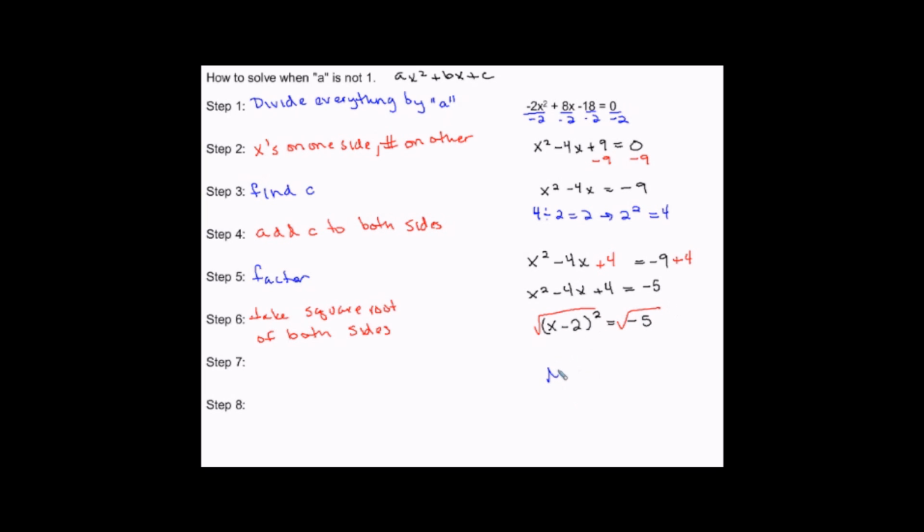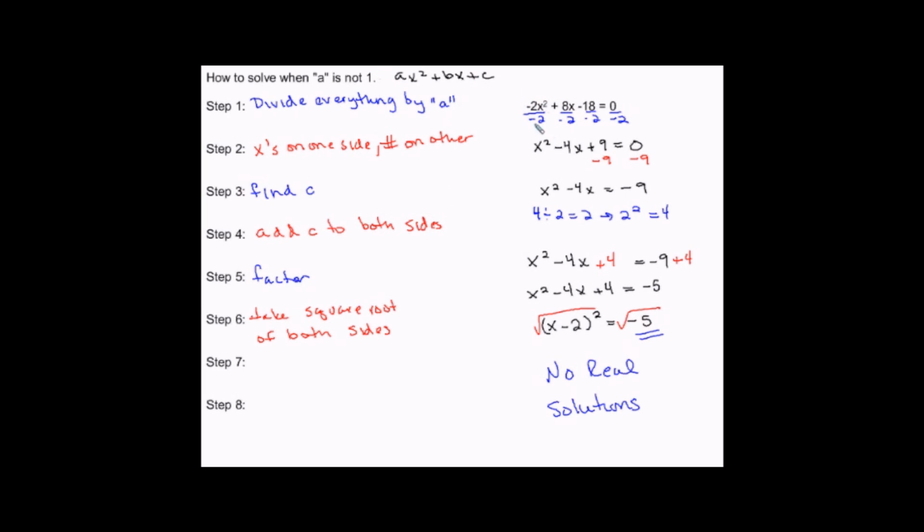If this happens, you write no real solutions, because we're in the real number system. This number right here is not real. So when that happens, if you have to take a square root of a negative, you have no real solutions and you're done. Had we done this properly, that should have been a positive 5. We would have gotten x minus 2 is plus or minus square root of 5, and we'd have gone from there.